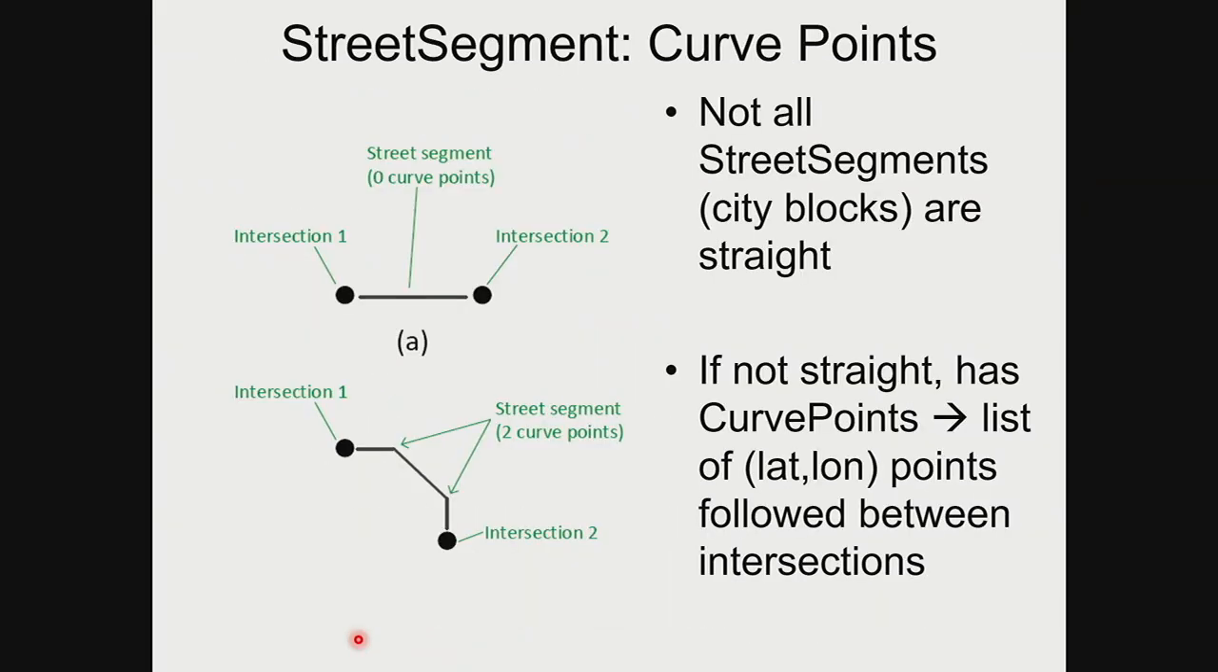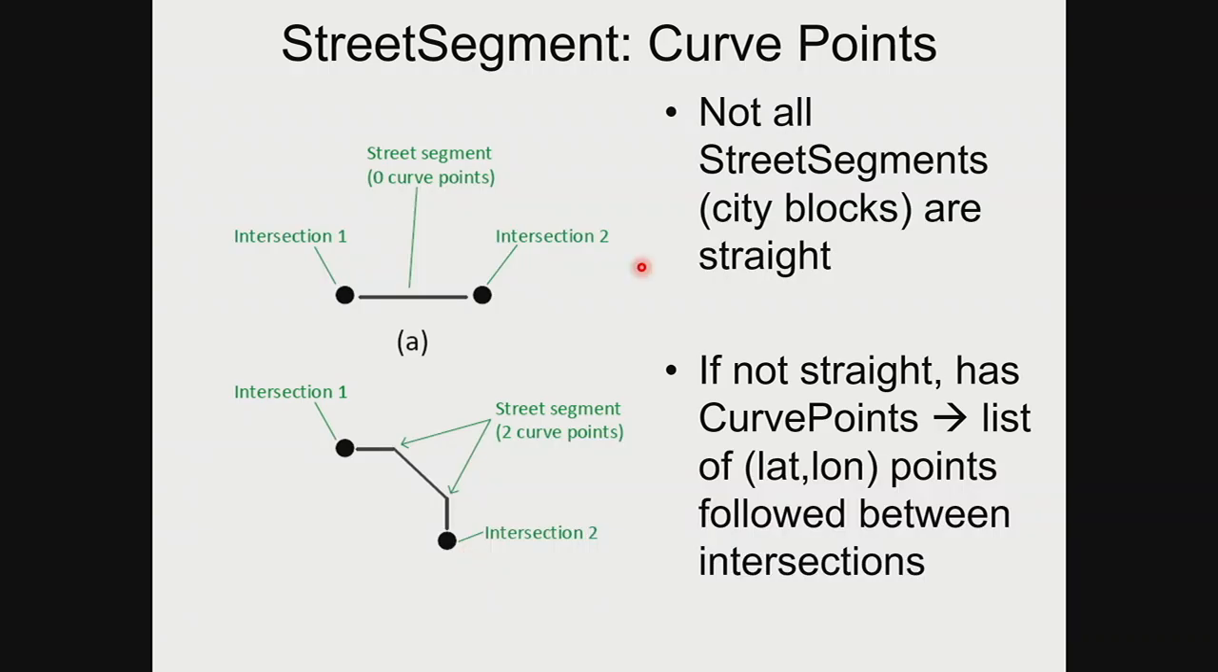Okay, so what about these curve points? Why do we need them? As I said, not all street segments are city blocks or straight. If the street is straight, that's fine. Then we only need one edge to find, for example, the distance between the two intersections. But if it's curved and there are no intersections in between, then we have to model these street segments with multiple points in order to be able to find, for example, the right direction of the street and the distance between the two intersections, because if you look here visually, the distance between these two nodes is smaller than what you have to walk through if you need to go on the street segment.